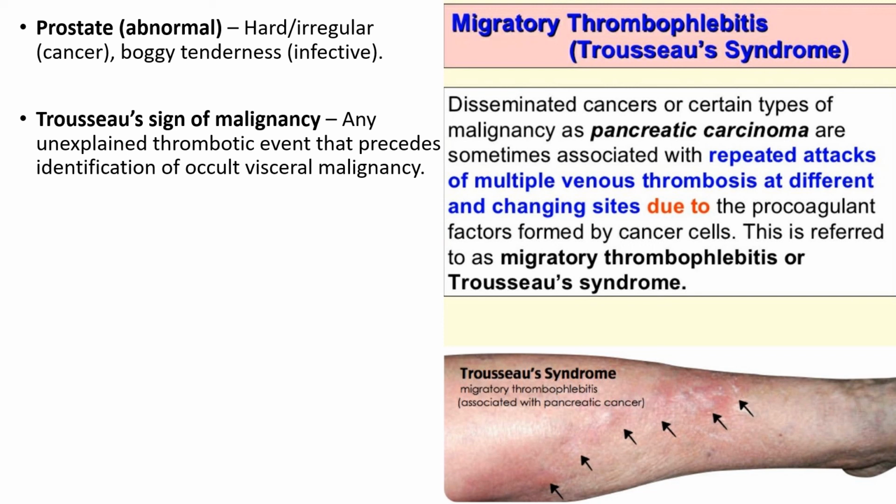So disseminated cancers or certain types of malignancy, such as pancreatic carcinoma, are sometimes associated with repeated attacks of multiple venous thrombosis at different and changing sites due to the procoagulant factors formed by the cancer cells. This is referred to as migratory thrombophlebitis or Trousseau syndrome.